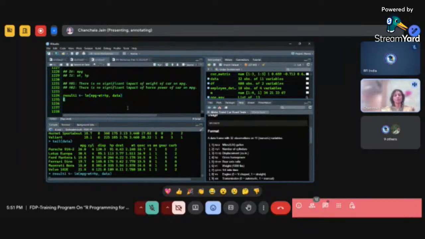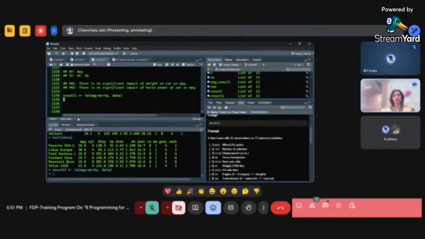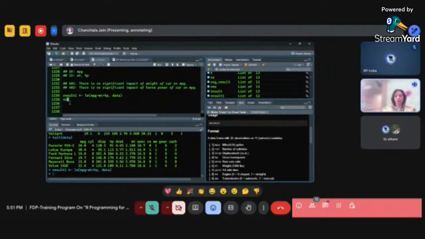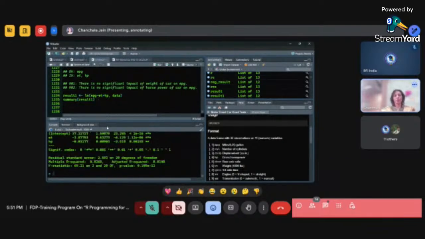I'm pressing Control Enter now. So you can see it is successfully run. No error you are getting in the console. Now I want to see all my outputs. Whatever the object I have used here to store the output, I am passing that into the summary function. I am pressing Control Enter. I hope output is visible.